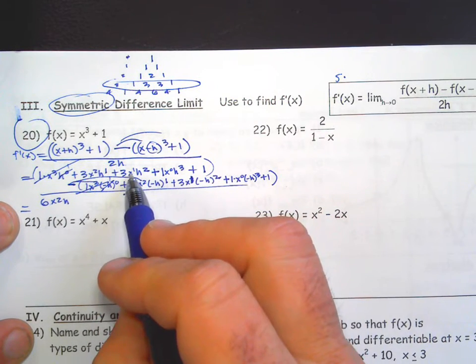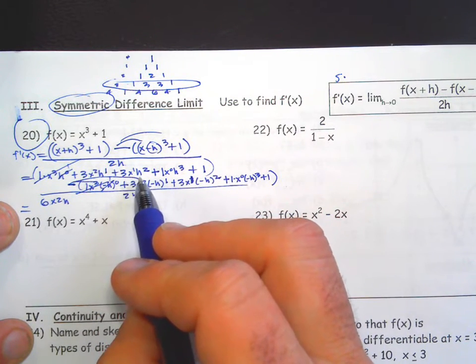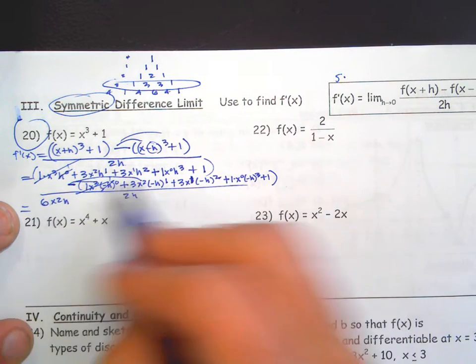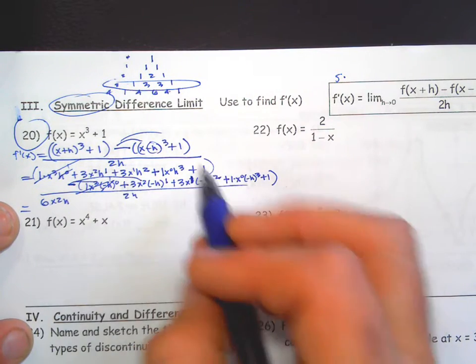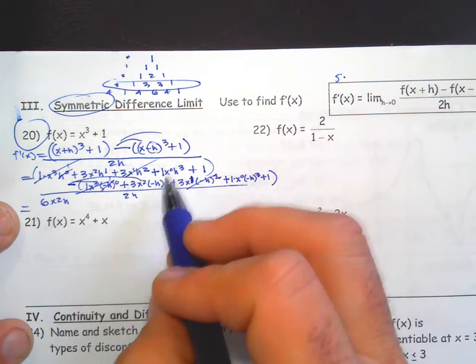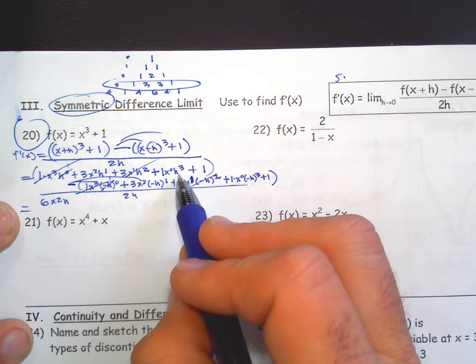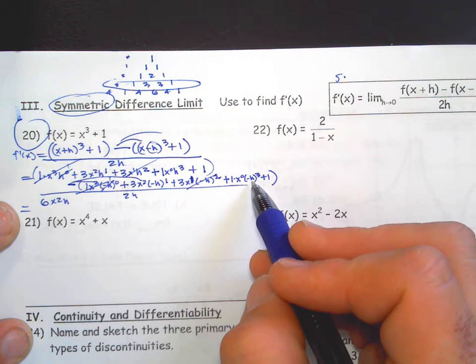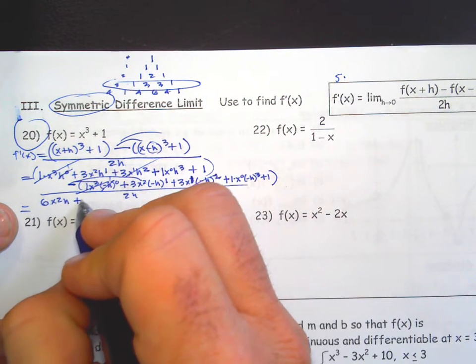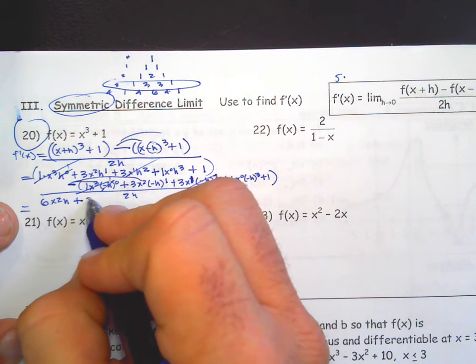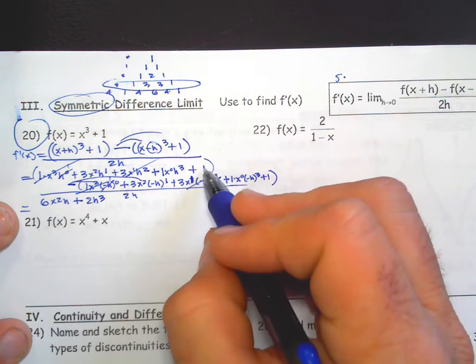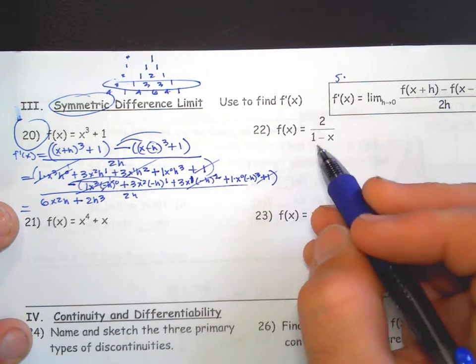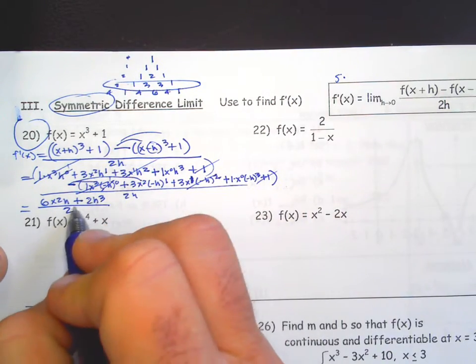Then there's 3x h squared minus 3x h squared, so those cancel each other out. And then there's the h cubed minus negative h cubed, so there's going to be a plus 2h cubed, and then there's a 1 and a minus 1. Those cancel each other out, all over 2h. So this is what we have, okay?